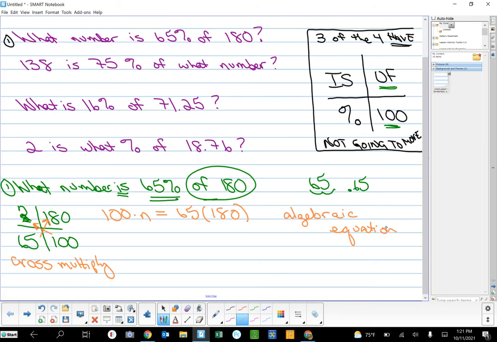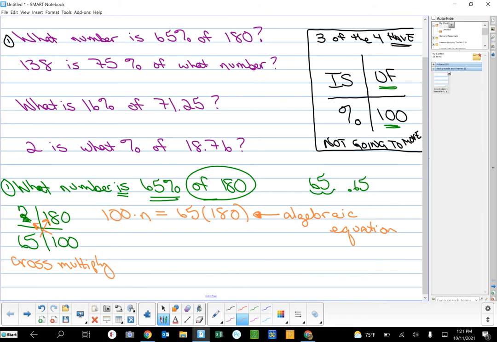And I played around with this a bunch when I was prepping for this. So you should be able to put that in. You don't have to solve for it. You can put in 100n equals one number times the other. And I would do it just the way I did here with parentheses. I wouldn't use a times sign. So just do 65 parenthesis 180. And that will qualify as your algebraic equation.